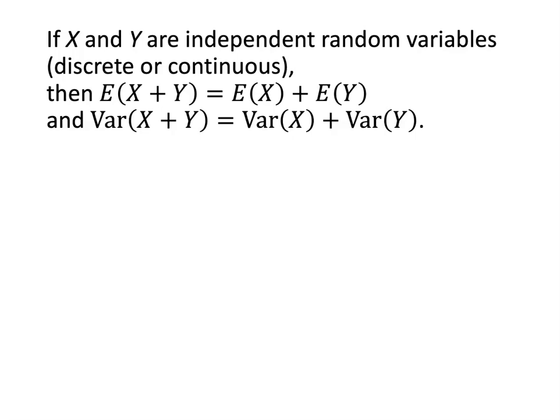Okay, let's extend this. If x and y are independent random variables, whether discrete or continuous, then the expected value of x plus y is the expected value of x plus the expected value of y, and the variance of x plus y is the variance of x plus the variance of y.